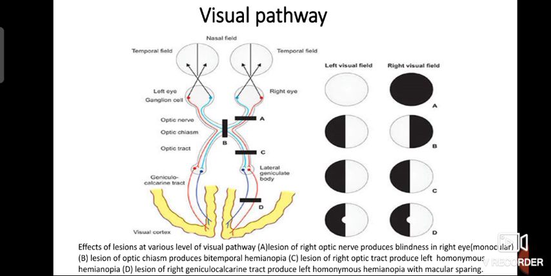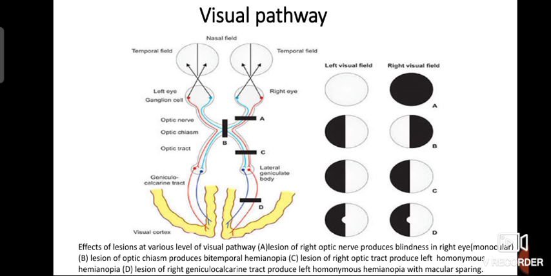When there is a lesion in the right optic nerve, there is loss of the right visual field, because the fibers in the right optic nerve come from the nasal and temporal fields of the right eye.